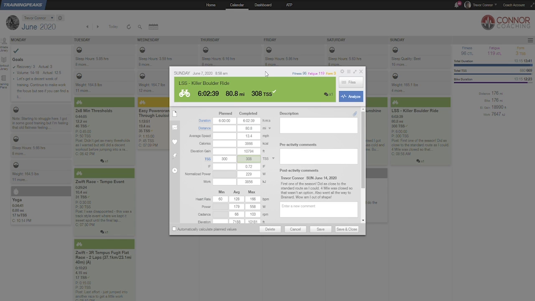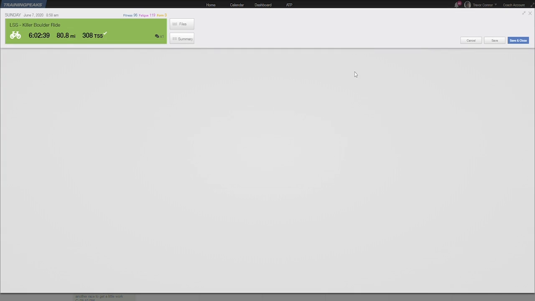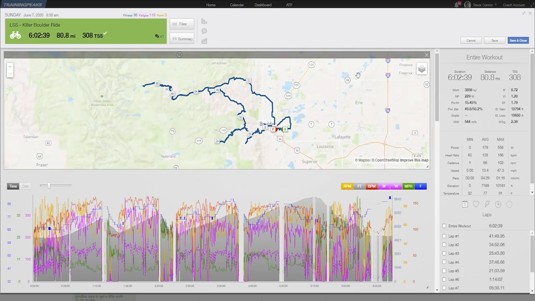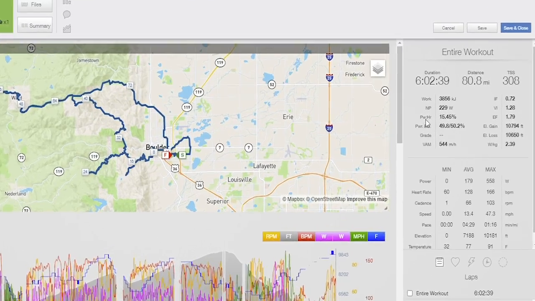So the question is, how do you measure cardiovascular drift? There's a few ways. I'm going to show you first in TrainingPeaks some of the basic ways to do it. Here is a good hard ride I did last summer where I throttled myself, and I definitely had a lot of cardiovascular drift.